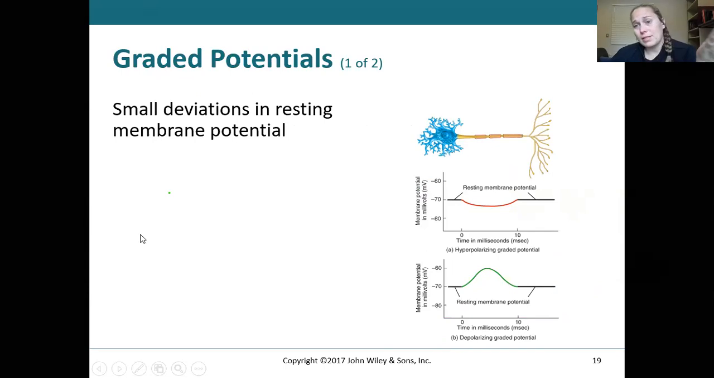Okay, so you're sitting at minus 70. What happens next? We've talked about resting membrane potential. What happens when you actually activate a neuron? Oh goodness.